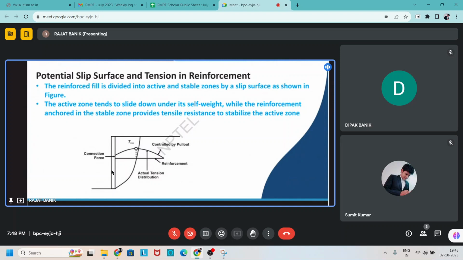And we know that in the active zone the soil is totally failed. So the stable zone is used to resist the failure zone. Due to this failure, one slip surface is also created. The active zone tends to slide down under self-weight, while the reinforced anchor in the stable zone provides tensile resistance to stabilize the slip.